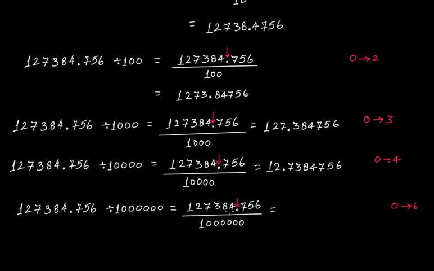To the left of this decimal point, count 6 digits. First, second, third, fourth, fifth and sixth. Place your decimal point just before this 6th digit, that is 1. So your answer will be, place your decimal point here, then 1, 2, 7, 3, 8, 4, 7, 5 and 6, right? And since there is no digit before the decimal point, just place a 0 here.